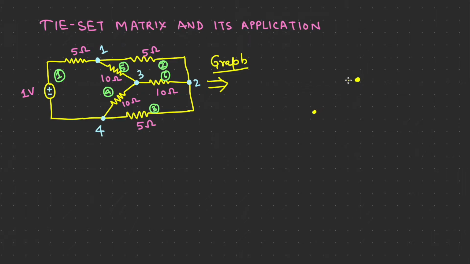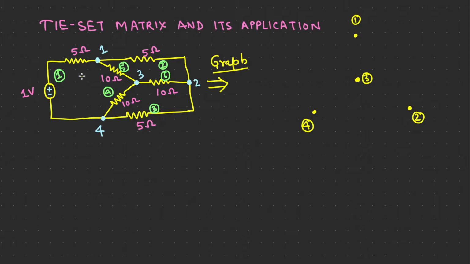So these are the 4 nodes. I will call these nodes: node 1 here, node 4 here, node 2 here and node 3 here. Now let us connect this.